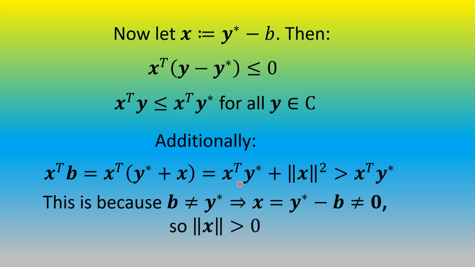And why is that true? Well, because the norm of x squared must be greater than 0. This is because x is not 0, so it must be greater than 0. x is not 0 because b is not equal to y star, of course, because b is not in C, but y star is in C, which implies that x is equal to y star minus b is not equal to 0. So x is not equal to 0, therefore the norm of x is greater than 0, and therefore this must be true.